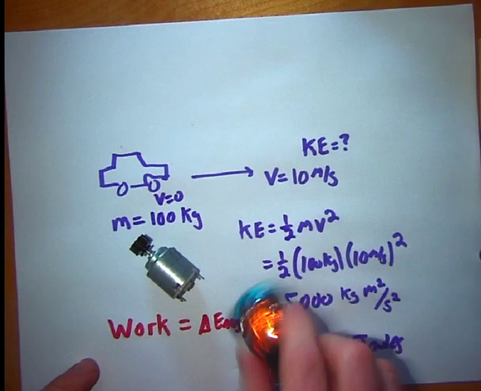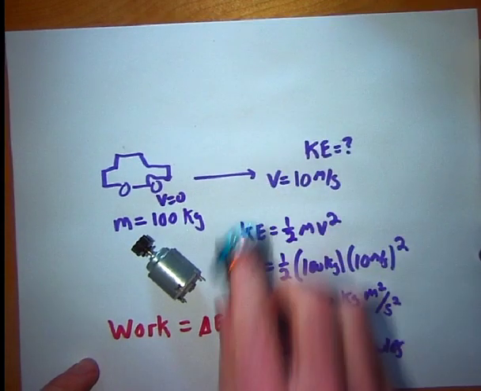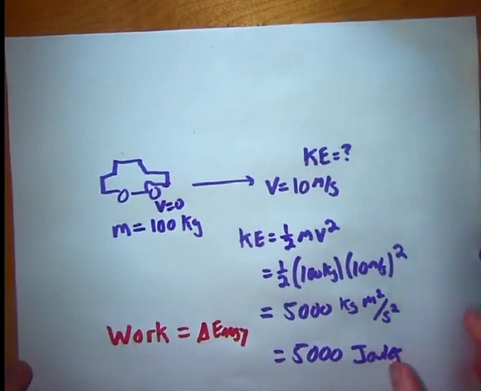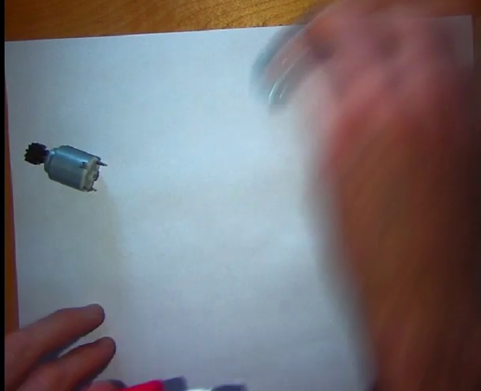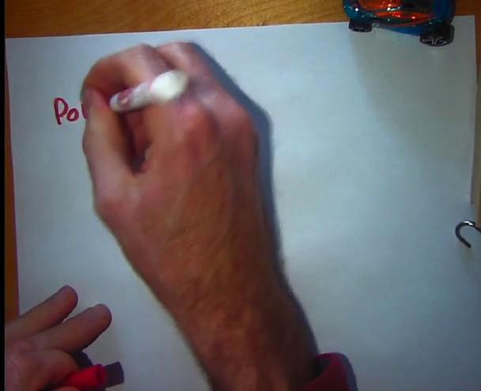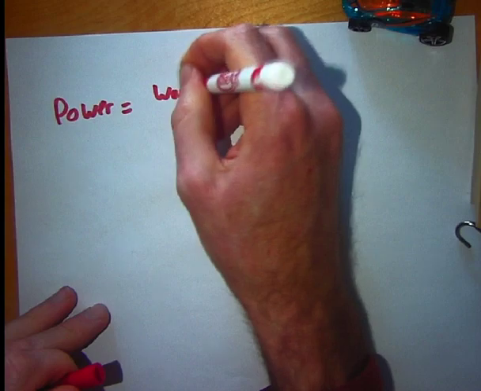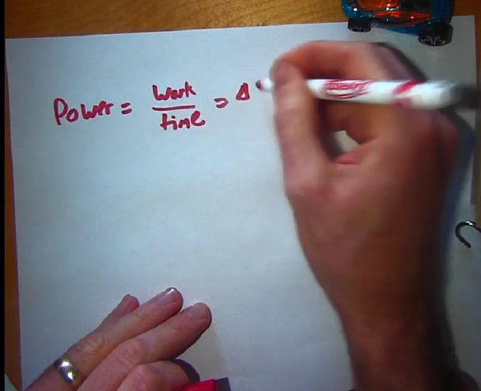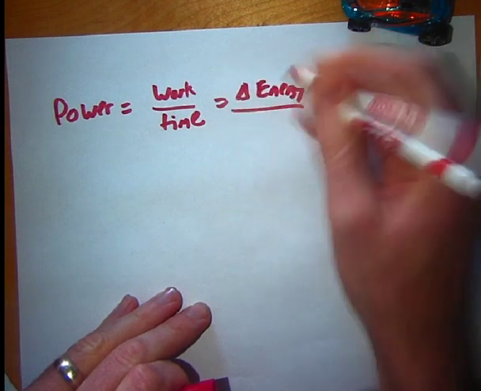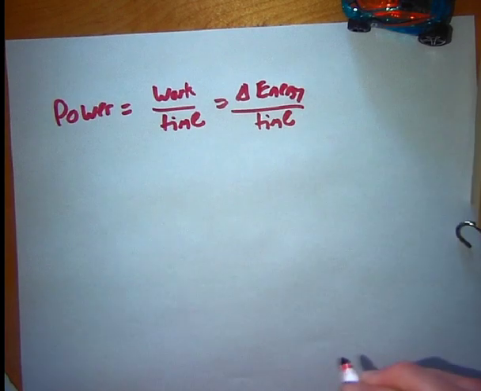Okay, let's move on and let's talk about power a little bit, and then we can do some practice problems with power. Sometimes we want to know how quickly something can do some work. All right, so we're going to define power as work divided by time. Work over time. Can you change something's energy? Change in energy. And how much time did it take you to change that energy? So power is work, or change in energy, divided by time.